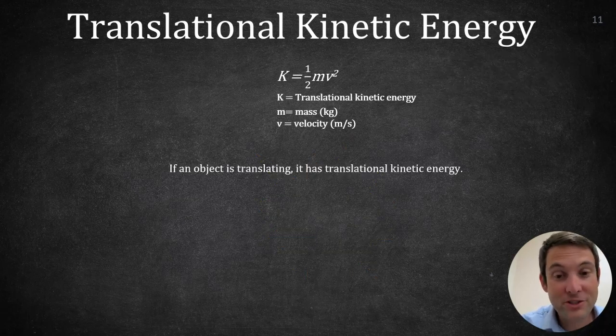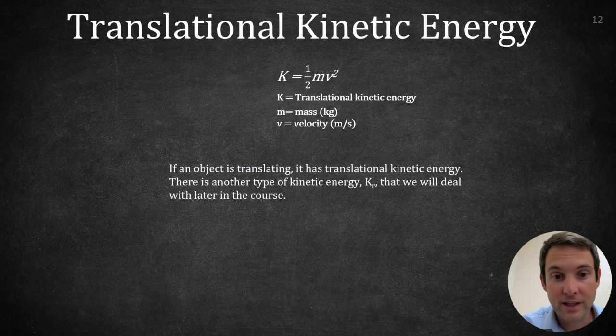Remember, if an object is translating, it has translational kinetic energy. So if an object is moving, it has translational kinetic energy. There is another type of kinetic energy that we're going to deal with later on in the course called rotational kinetic energy, but right now we don't have to worry about it.